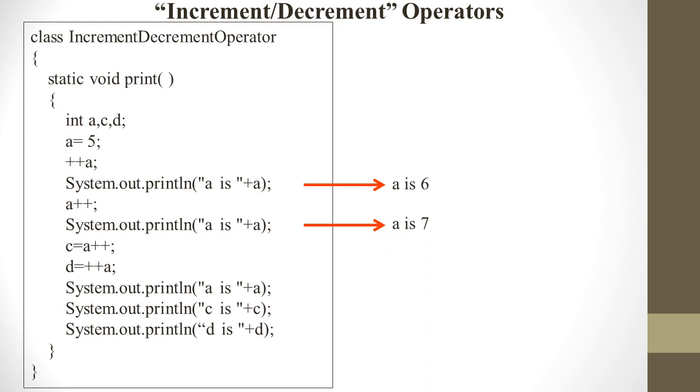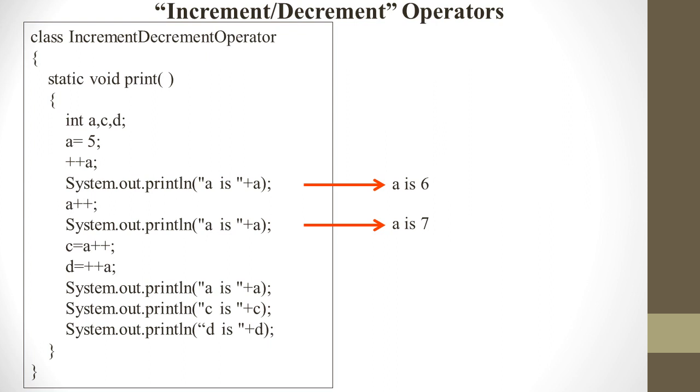Now look here, c equal to a plus plus is a post increment operator. Here I am using the post increment operator a plus plus, and the last value of a equal to 7. So here 7 plus plus, but this 7 will be stored in c, because here I am using post increment. So first 7 will be stored in c. So the value of c equal to 7. And then 7 plus plus means 8. Then 8 will be stored in a.